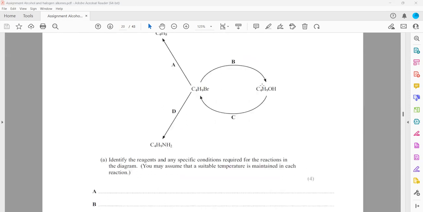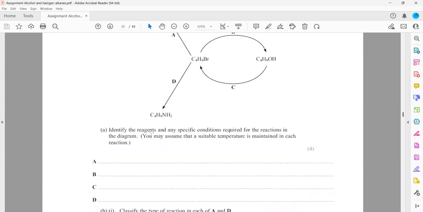B means we want to convert halogen alkane into alcohol. So if you want to convert halogen alkane into alcohol, the reaction condition is we'll use sodium hydroxide or potassium hydroxide, but aqueous. Converting halogen alkane to alcohol, it should be aqueous. If you want alkene, then it is an elimination reaction, and it should be alcoholic.